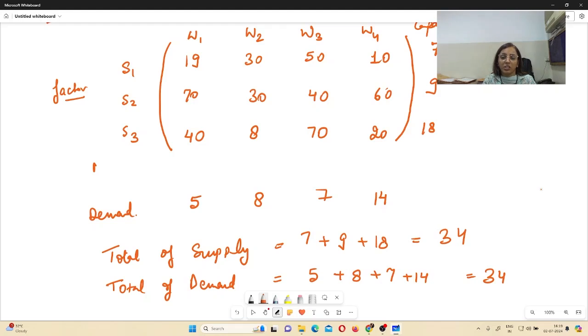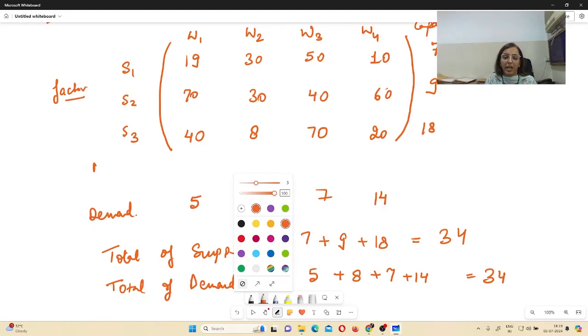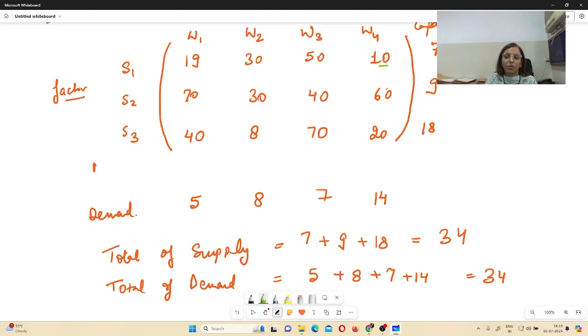This penalty cost is calculated by taking the difference of the two lowest cell values of each row, right? From each row we have to find the two lowest values, subtract them, and then write it over there. So for the first penalty, I'm writing P1 over here. The lowest value in the first row is 10 and the next is 19. So the difference between 10 and 19 is 9. So we write it as 9.